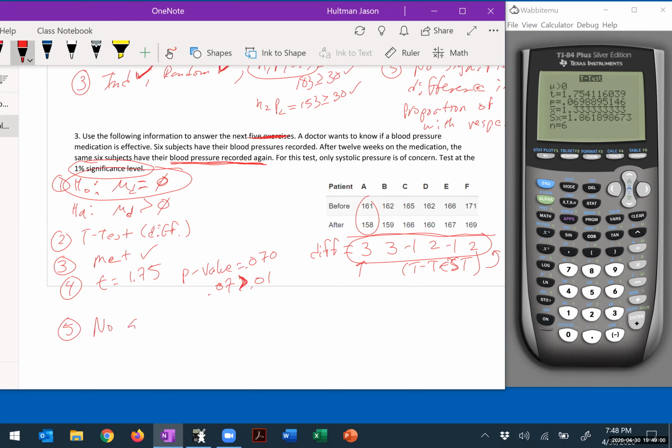So no significant difference before and after the medication. So obviously the medication did not work to lower the blood pressures. At least not significantly enough to say that it was good.